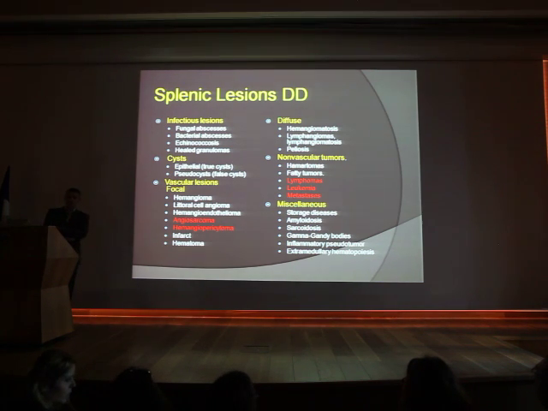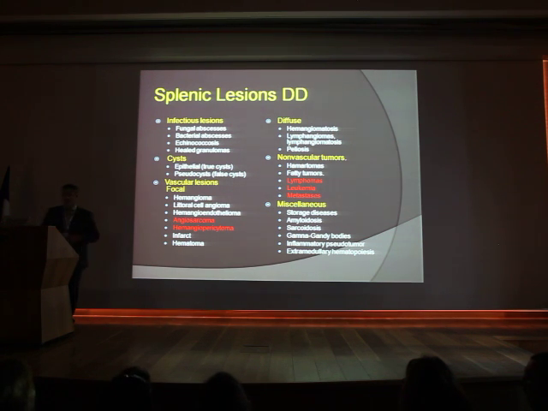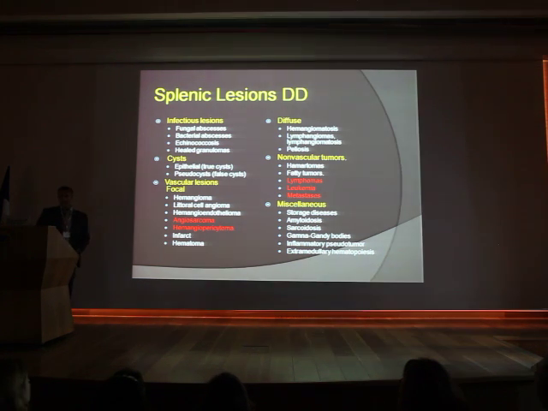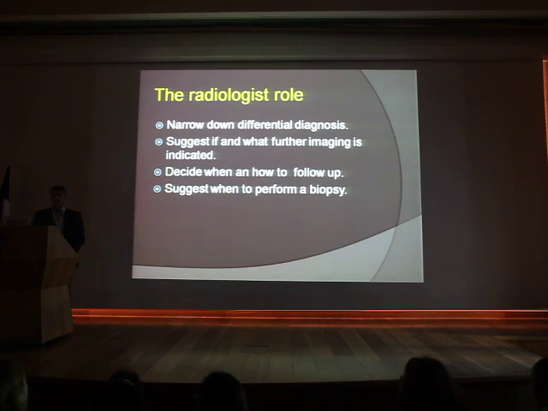But some of them, the ones that are highlighted in red over here, are malignant lesions, and therefore we should be diagnosing them. Some of them are infectious, and some other diseases mentioned over here, like sarcoidosis or amyloidosis, might have some treatment. Therefore the doctor that reports those incidental lesions should find a way to narrow down the differential diagnosis, and this is the role of the radiologist: to suggest if and what further imaging is indicated, to decide when and how to follow up those lesions, and to suggest when to perform a biopsy.